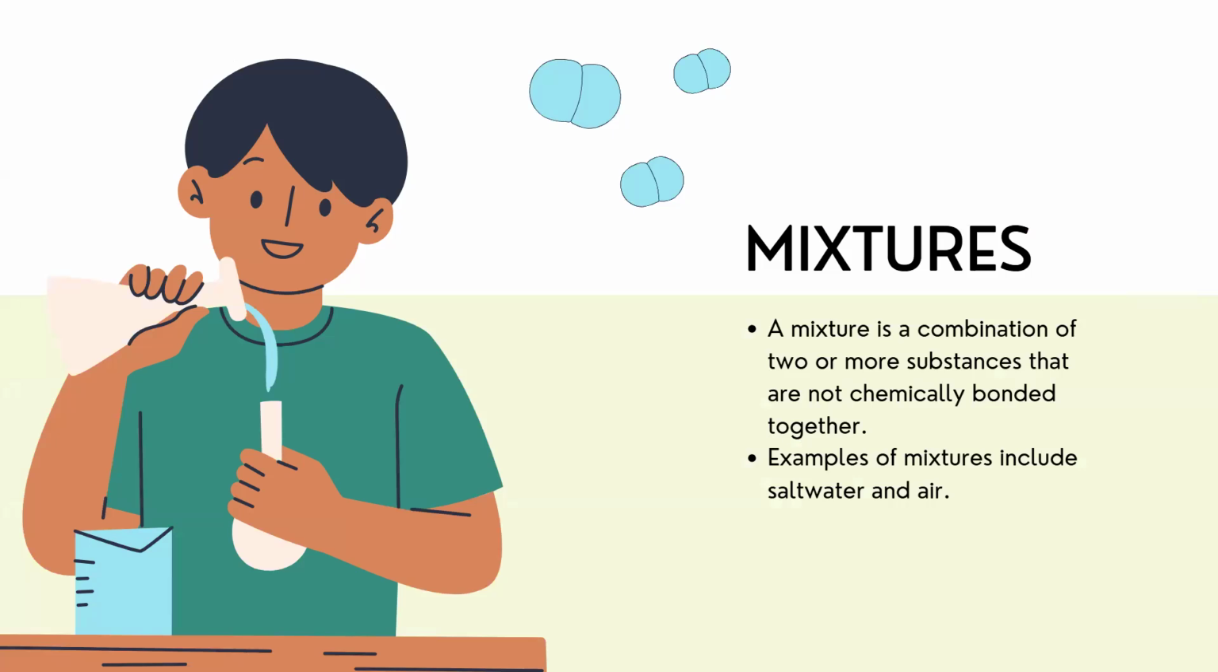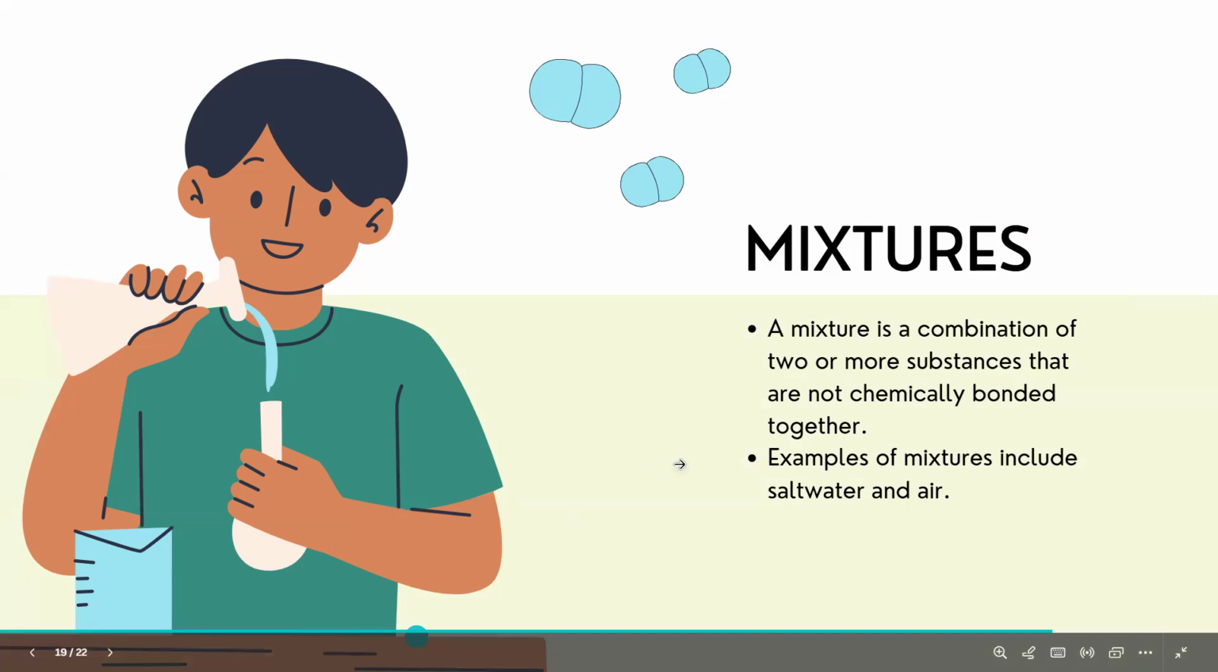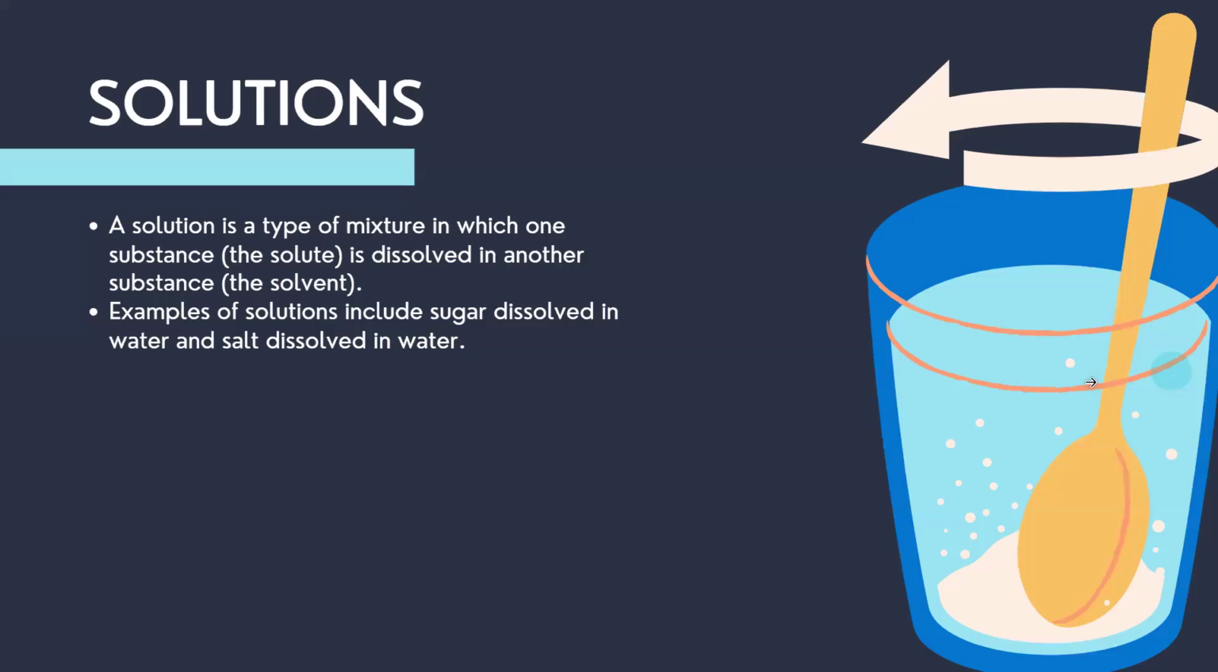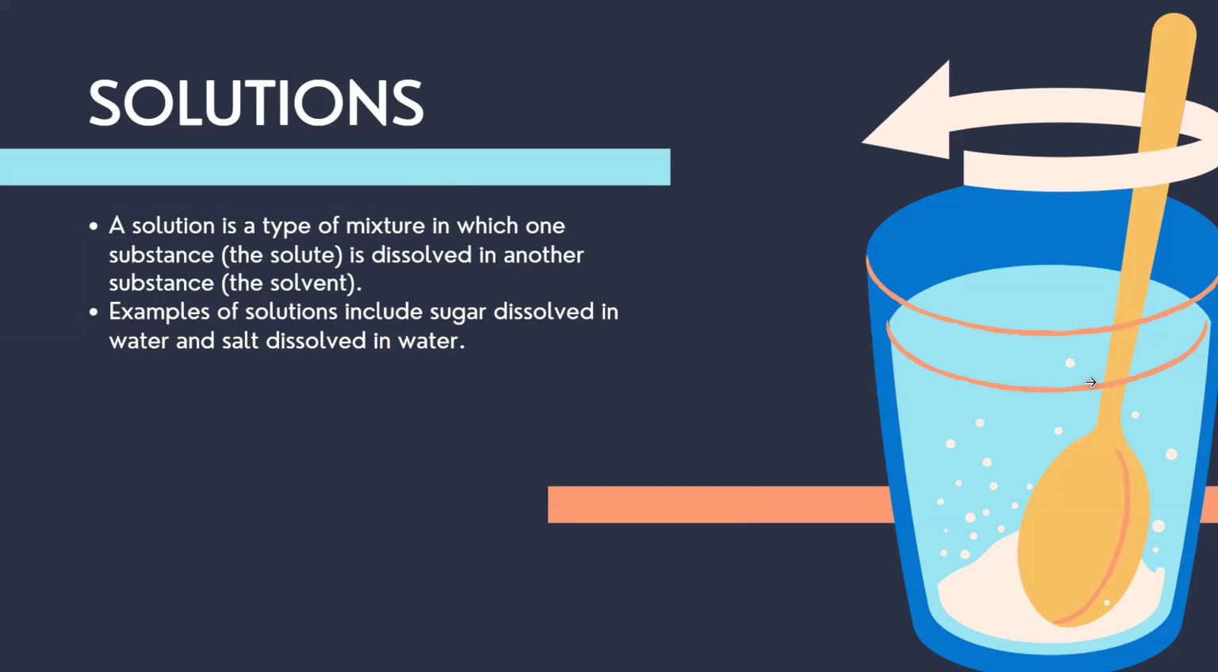So we've talked about them. Now let's go over the concept of mixtures again. A mixture is a combination of two or more substances that are not chemically bonded together. Examples of these are salt water and air. Did you know that air is a mixture? Yes, sir. Wow, beautiful. I'm excited that you know this. Air is actually a mixture.